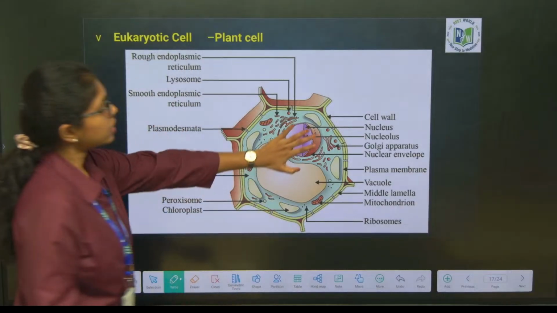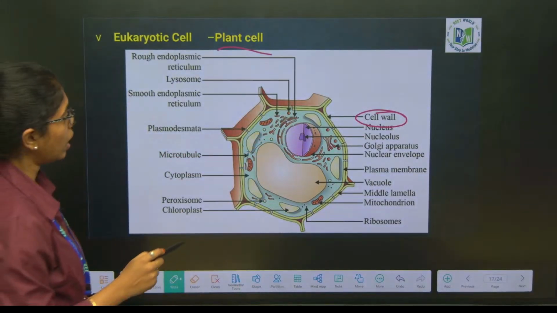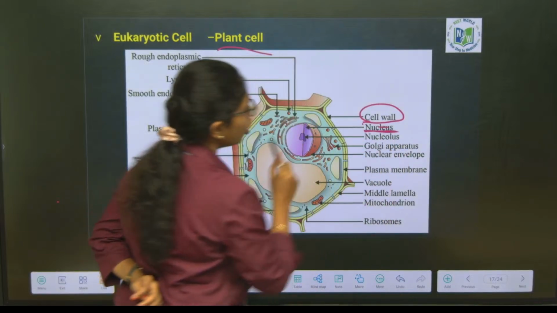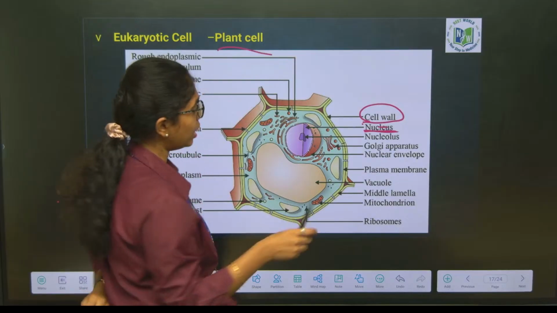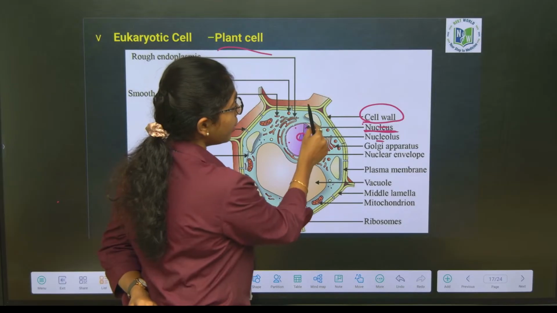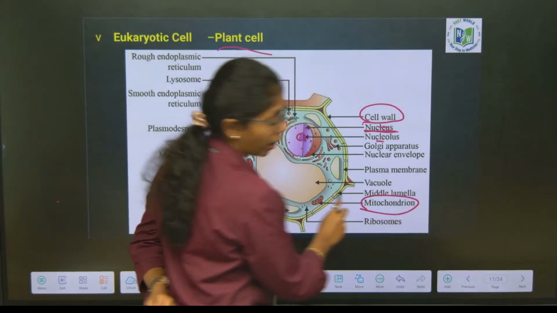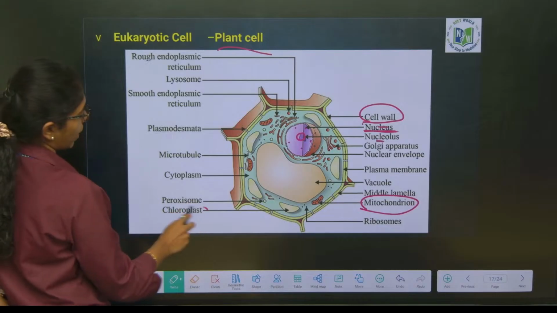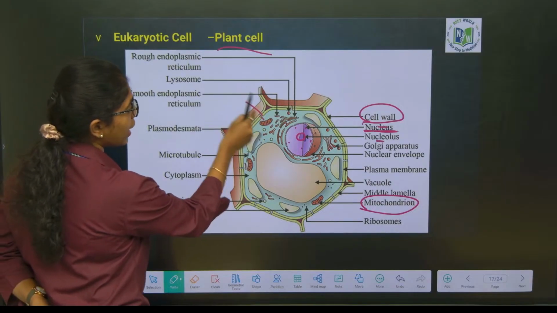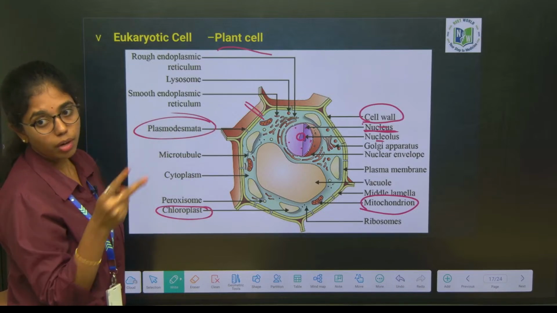First the outer envelope is what? Cell wall in a plant cell. And then we will focus on the double membrane bound organelles first. What are the double membrane bound organelles? Nucleus. Nucleus will be having four components: nucleolus inside it, nucleoplasm, nuclear envelope, and here nuclear pores. Second double membrane bound organelle is what? Mitochondria. And third is what? Chloroplast. These are the double membrane bound organelles. And over the cell wall there are cytoplasmic connections called what? Plasmodesmata, which will connect the cytoplasm of two different cells.